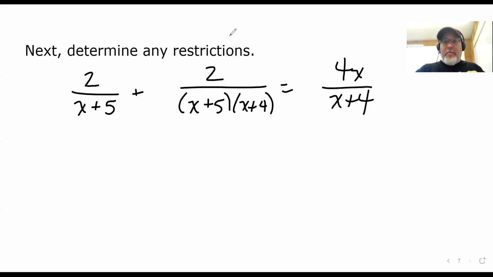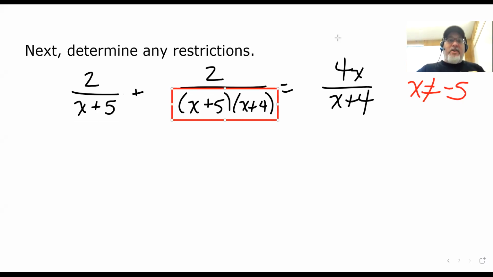This is easy once the denominators are factored, because you just have to go one denominator's factor at a time and ask yourself, what would x equal that turns this into 0? For example, for x plus 5, x equals -5 would make that 0. So one of my restrictions is x cannot equal -5. On the second fraction's denominator, we have an x plus 5 and an x plus 4. We've already dealt with the x plus 5, but the x plus 4 can't be 0 either, meaning that x cannot equal -4.